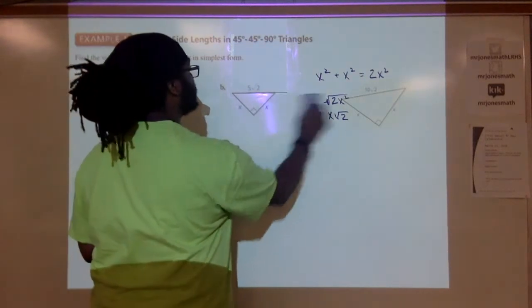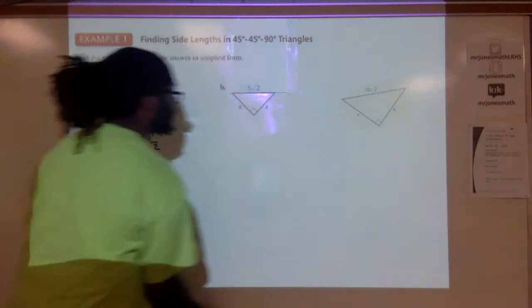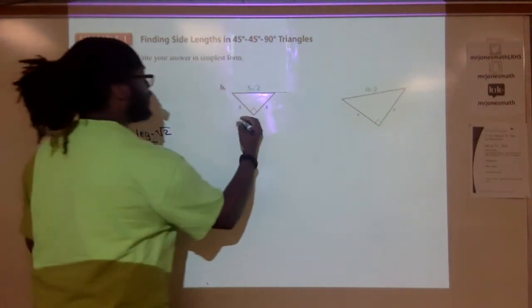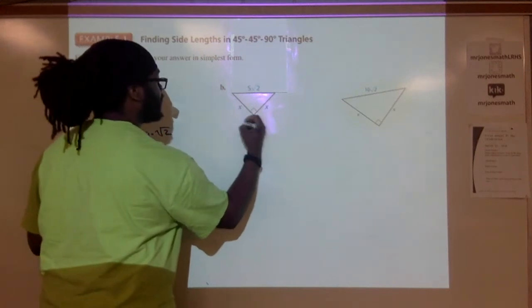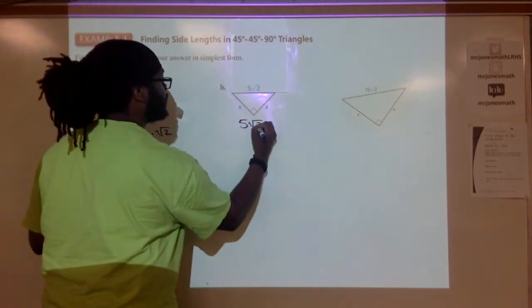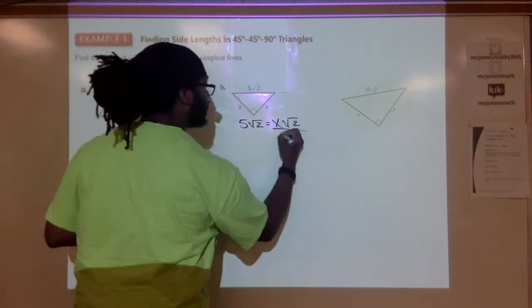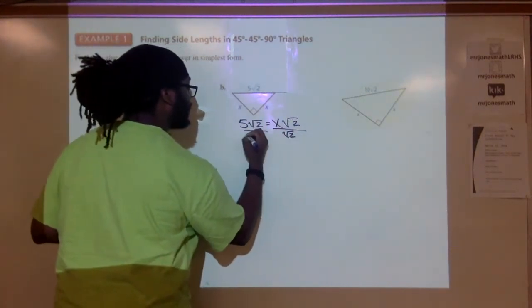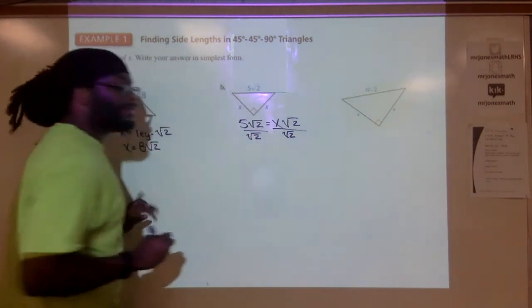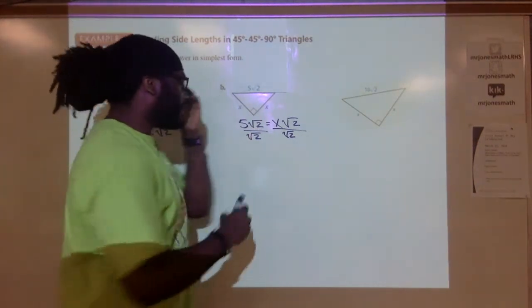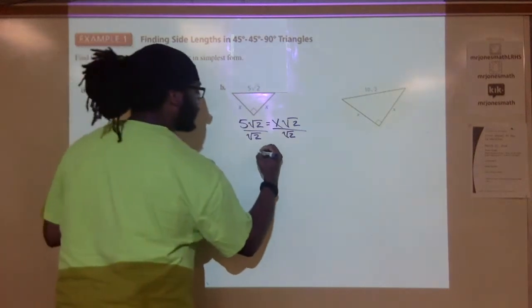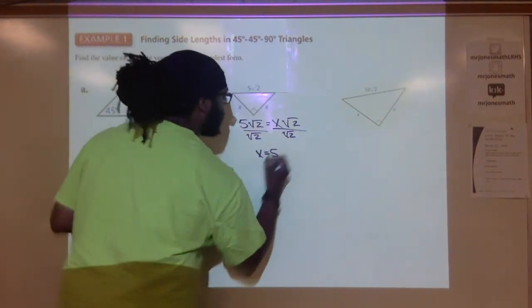In this next example, we know the hypotenuse is 5 square root of 2. We know that the hypotenuse is x times the square root of 2. So like I said, to find a leg from the hypotenuse in a 45, 45, 90 triangle, you just divide by the square root of 2. And we know x equals 5.